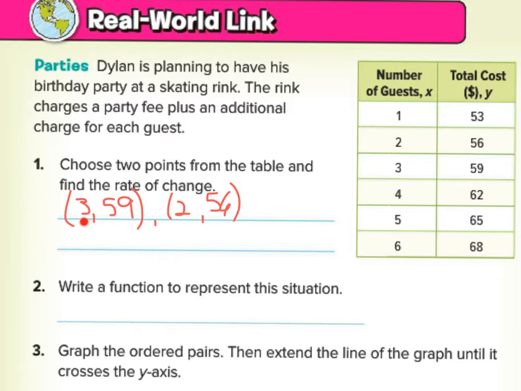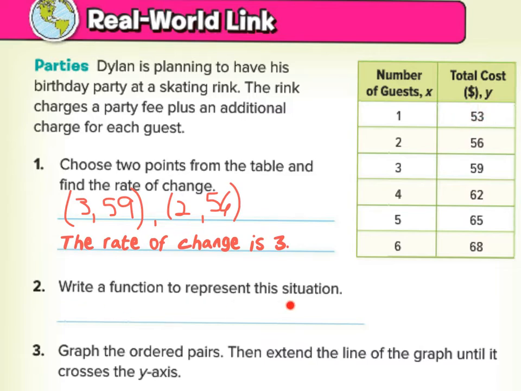The 2 points I've chosen are (3, 59) and (2, 56). You see right here, 3, 59 and 2, 56. And now we're going to see how it's changing, right? So all I have to do is subtract my y2 minus my y1, and I get a difference of 3. And 3 minus 2 is 1. So what it looks like is that the rate of change is 3, right? So we have a rate of change of 3. It's increasing by 3 each time x increases by 1, but there's definitely a y-intercept of 50 already.